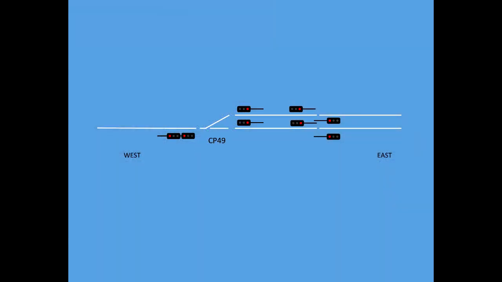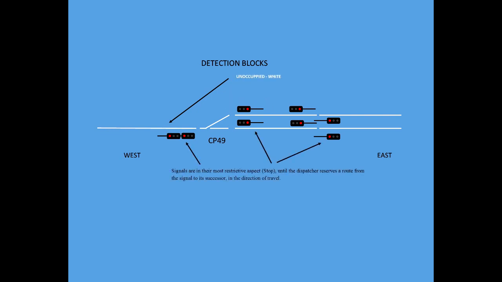Now let's take a look at how the dispatcher's panel works. The panel has a track schematic of the layout. Detection blocks are separated from each other in order to show block occupancy and train movement. When a block is not allocated, the signals will always show the most restrictive aspect, red, for stop.